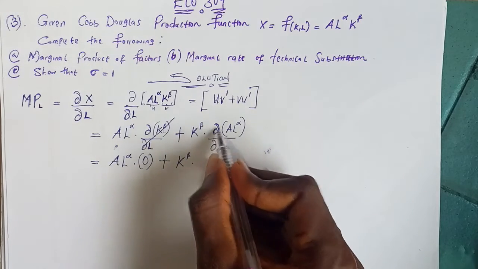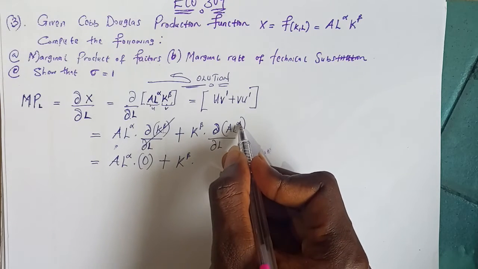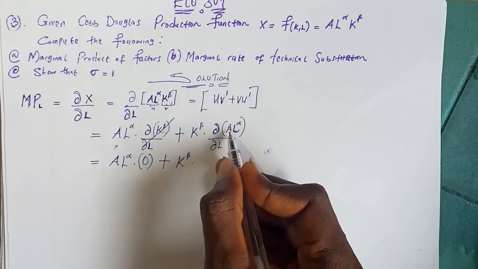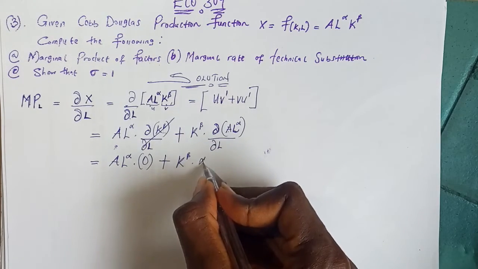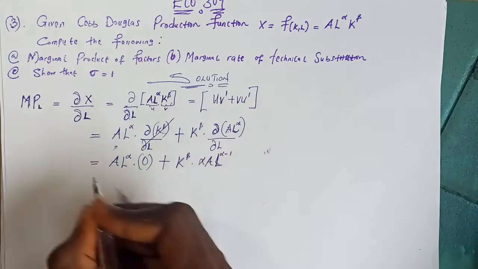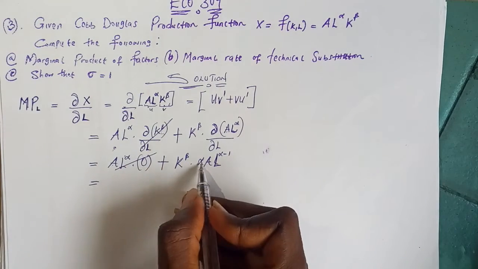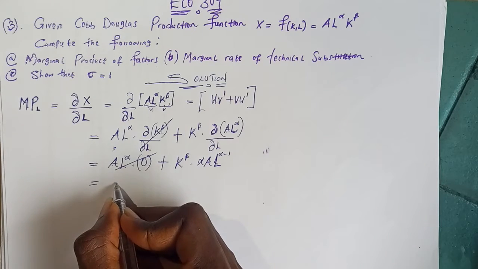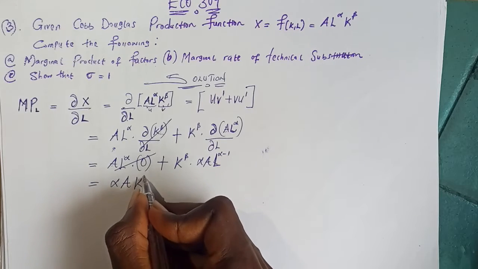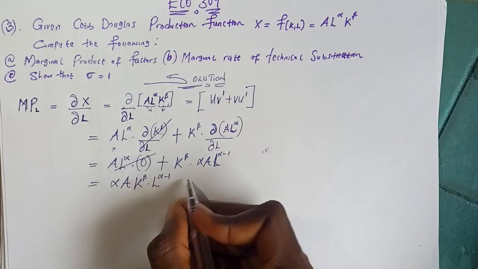Then can I differentiate A L raised to the power of alpha partially with respect to L? Yes, since A is a constant and I also have L to differentiate, it is possible. So alpha will multiply the constant, giving us alpha A, then L raised to the power of alpha minus 1. Trivially, 0 times A L to the alpha gives us 0. So we end up having alpha A, K raised to the power of beta, then L raised to the power of alpha minus 1.